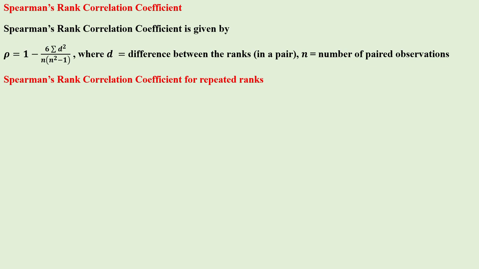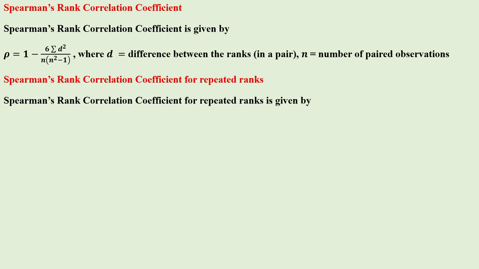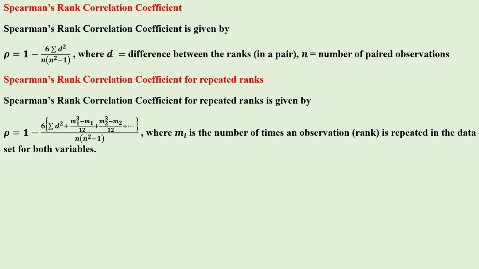Spearman's rank correlation coefficient for repeated ranks. Spearman's rank correlation coefficient for repeated ranks is given by rho is equal to 1 minus 6 into sigma d square plus (m1 cube minus m1) by 12 plus (m2 cube minus m2) by 12 plus etc., divided by n into n square minus 1. So mi is the number of times an observation is repeated in the rank, right, in the data for both the variables.